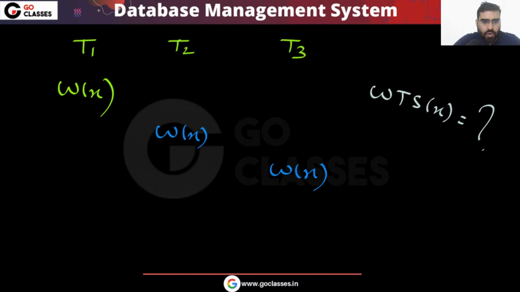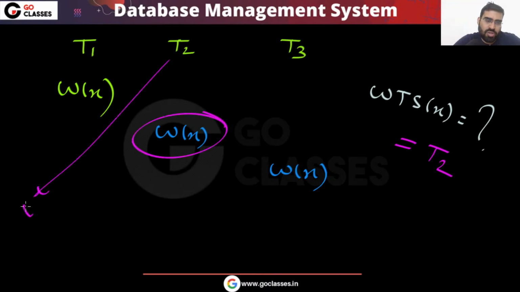Tell me, what will be the write timestamp of X? The answer again will be T2, because T2 is the youngest to perform the write operation. Now let me tell you a simple thing: this schedule will not be allowed.